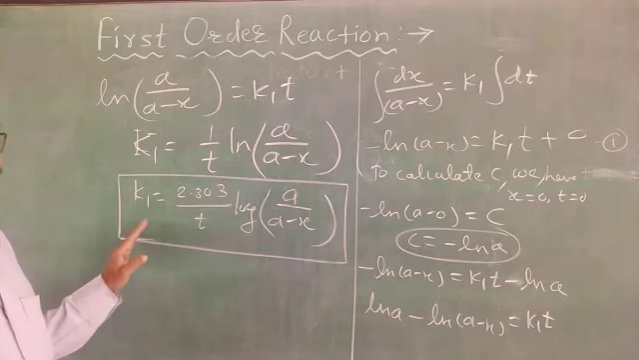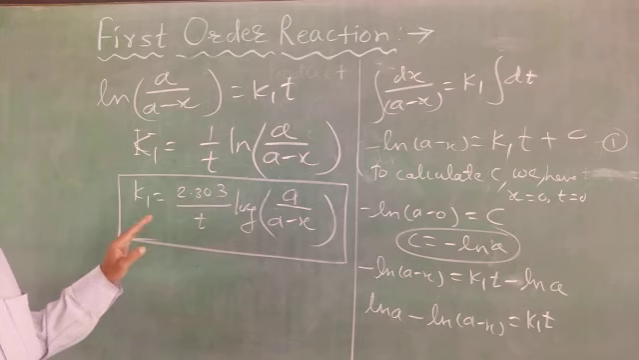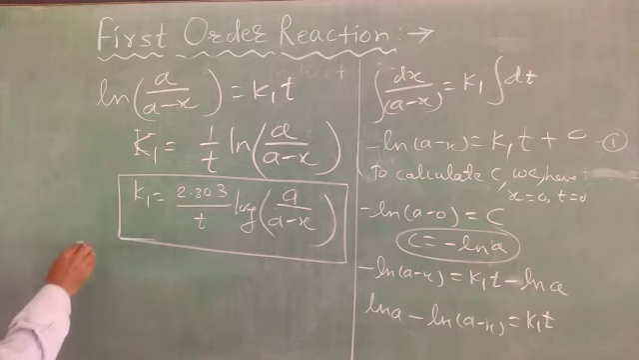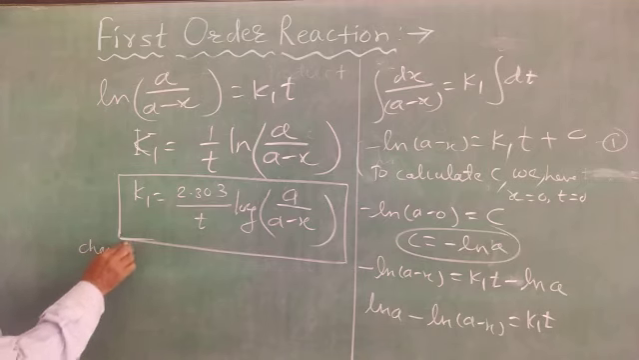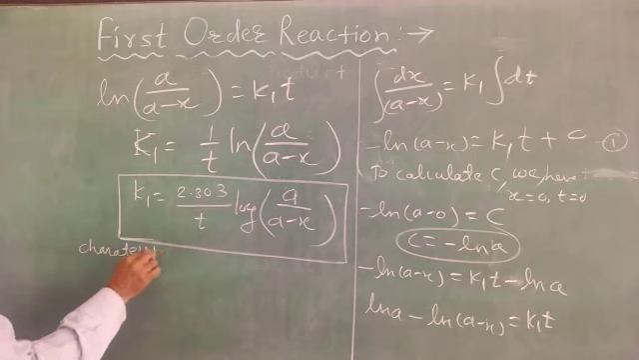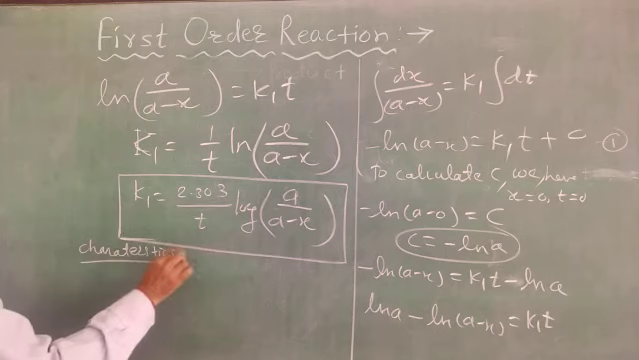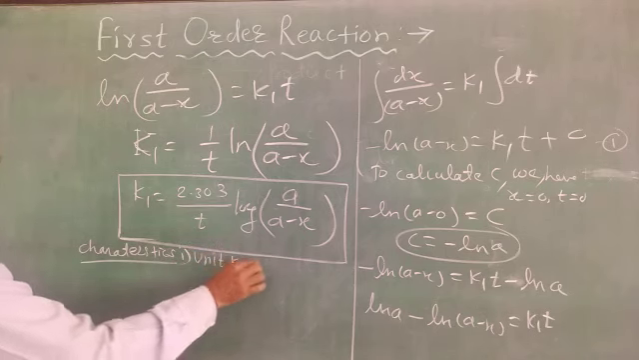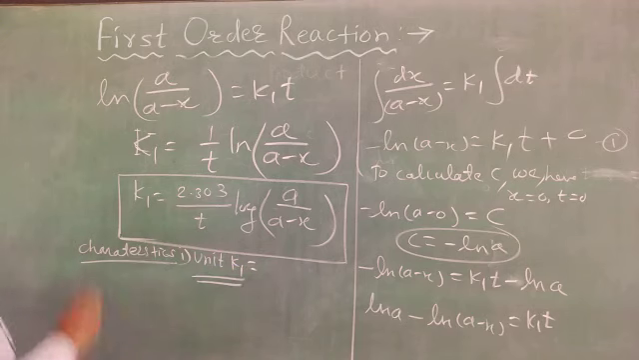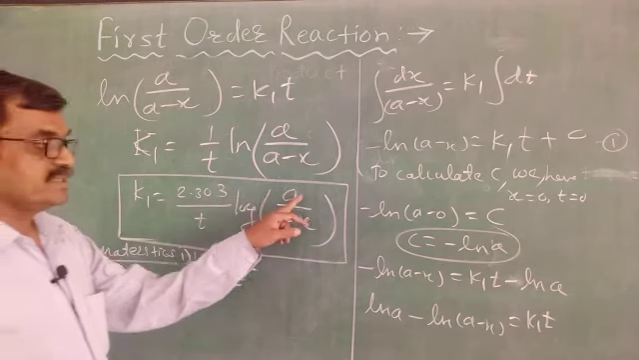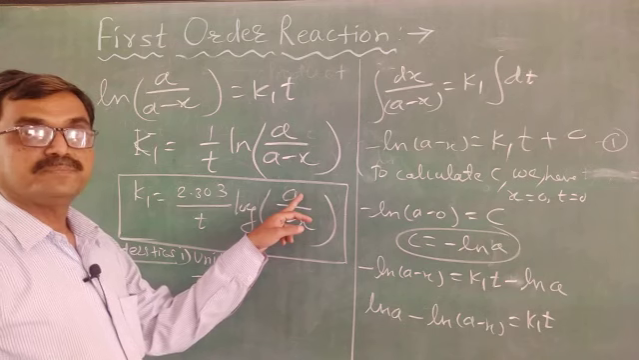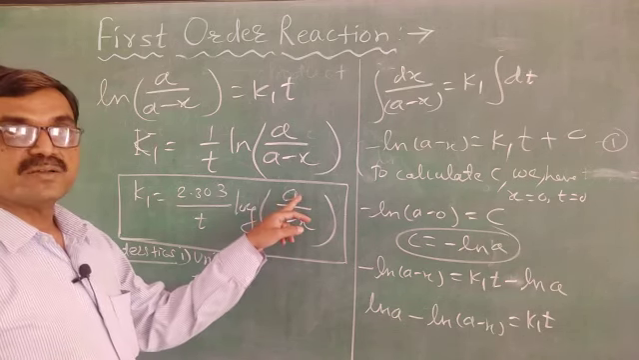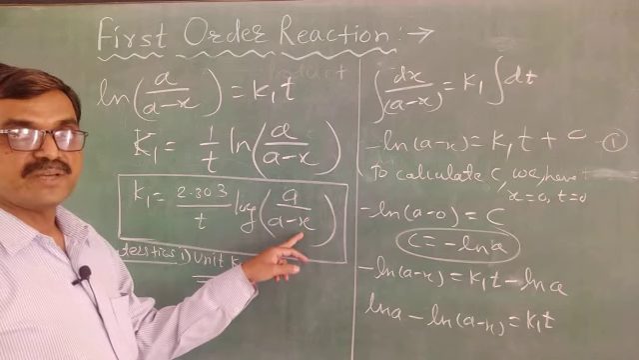Okay, now I think no problem up to this. Now we have to see the characteristics properties. First characteristic is about the unit of rate constant k1. What is the unit of this k1? See, here this is a, that is initial concentration. This is a minus x, concentration at time t. This is moles per dm cube, this is moles per dm cube.